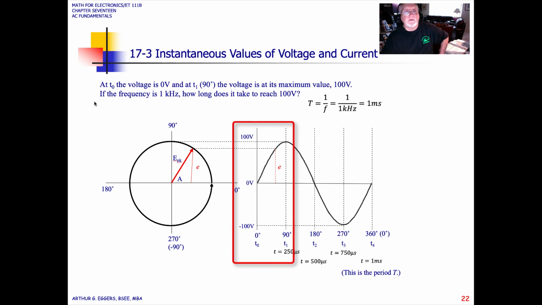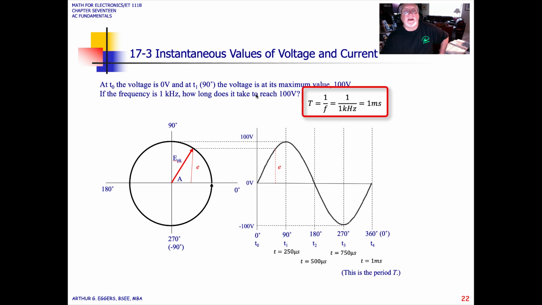So if the frequency is 1 kilohertz, how long does it take to reach 100 volts? Okay, so the time is what we're looking for. We were given a frequency of 1 kilohertz. It takes 1 millisecond to get from 0 to 100 volts.